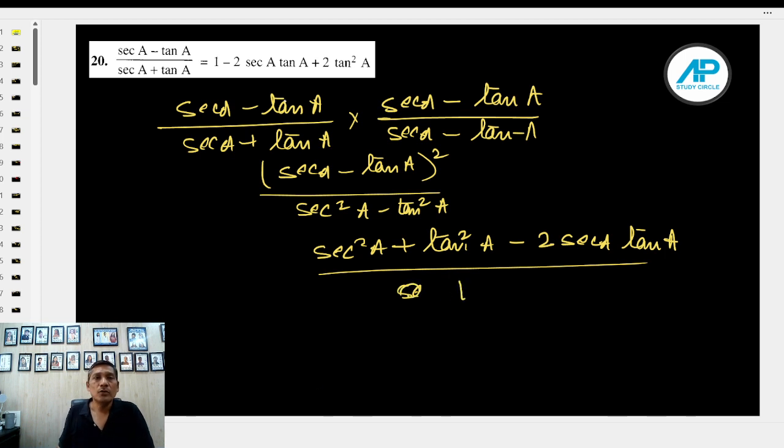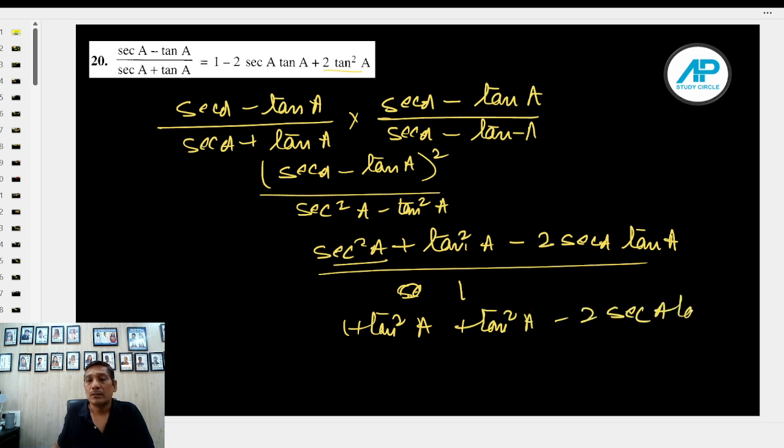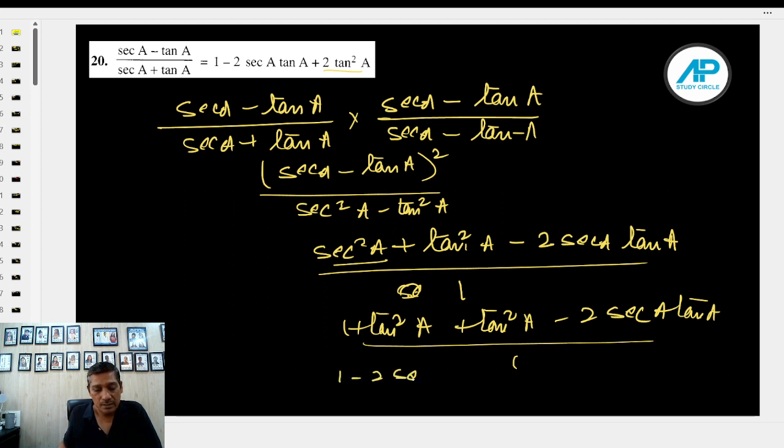This one. I want 2 tan square, meaning I have to eliminate one sec. 1 plus tan square a plus tan square a minus 2 sec a tan a upon 1. This becomes 2 tan square a. You got the answer 1 minus 2 sec a tan a plus 2 tan square a.